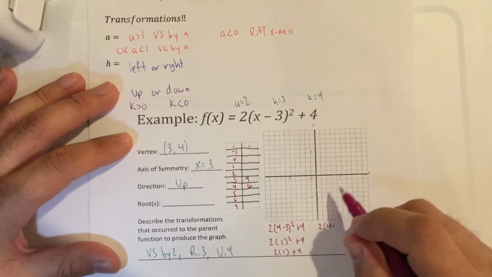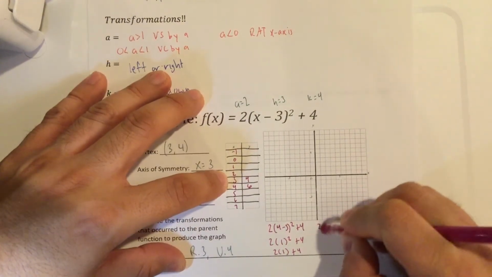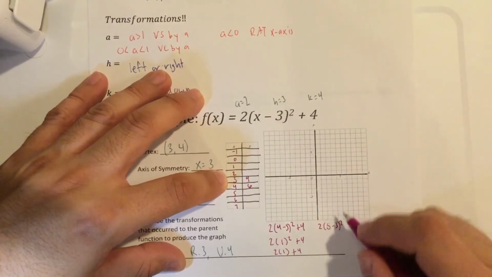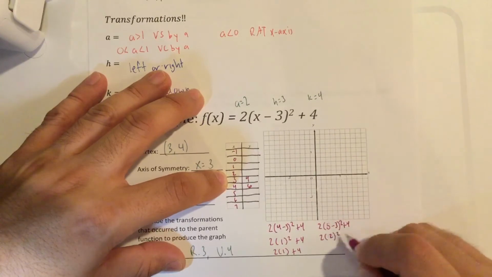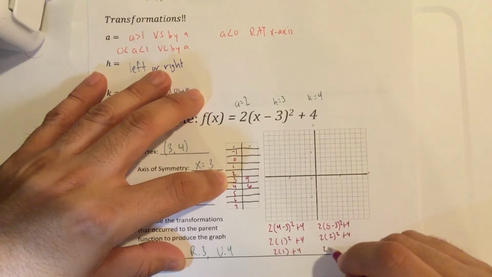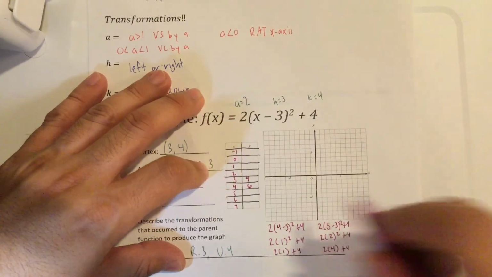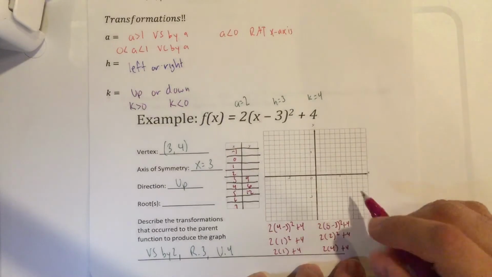2 times 5 minus 3 squared plus 4. So 5 minus 3 is 2. 2 squared is 4. So 2 times 4 is 8. 8 plus 4 is 12. And we're just going to keep going.